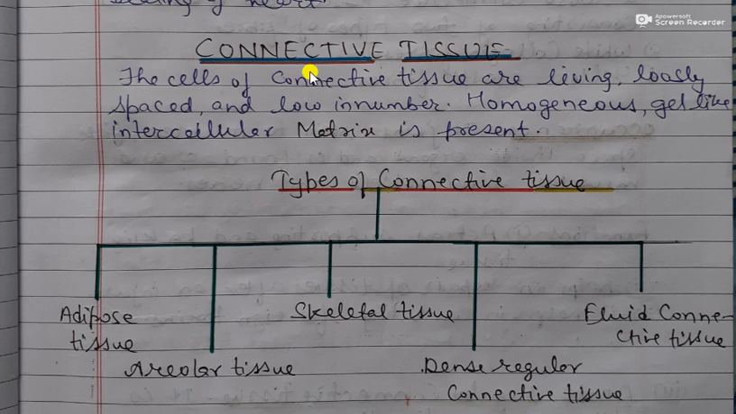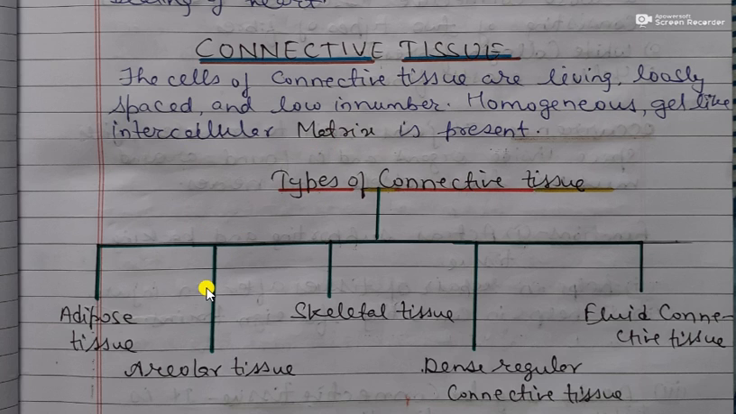Connective tissue. As the name describes, connective means to connect something. So this tissue connects different organs in our body. The cells of connective tissue are living, loosely spaced and low in number. It means the cells are very low in number in this tissue and they are very far placed from each other in a homogeneous gel-like intercellular matrix. It means connective tissue contains a matrix and the cells are present in that matrix.